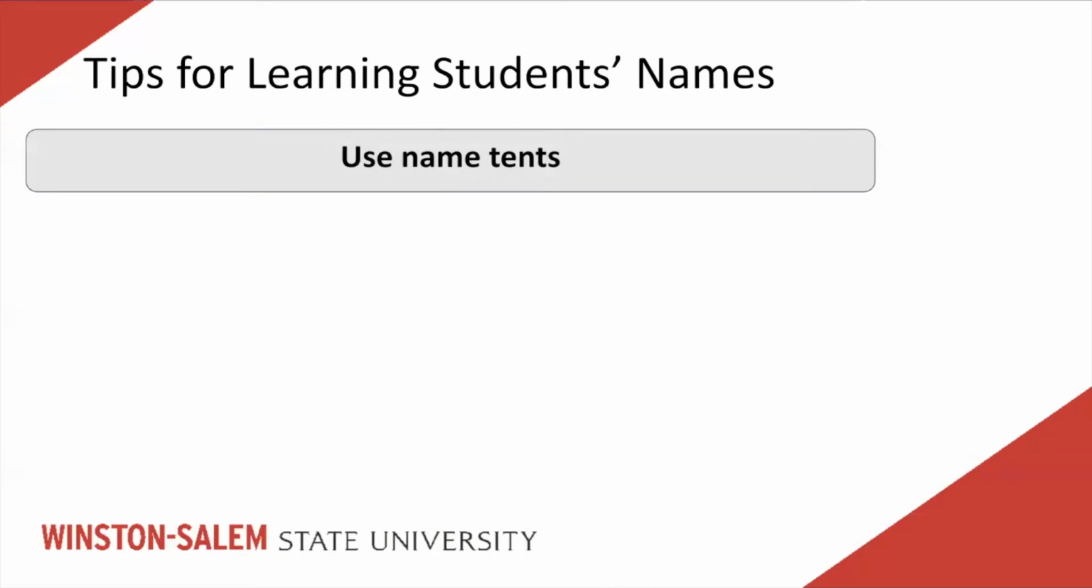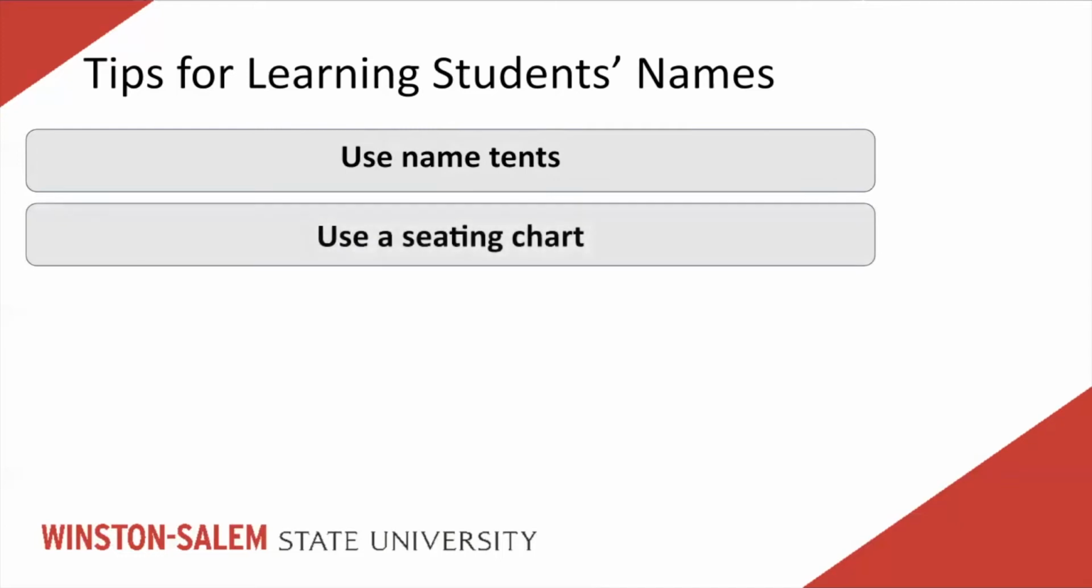A second tip or strategy is the use of a seating chart. Ask students to sit in the same place for a few classes to help you learn their names more quickly. Once you have your seating chart, study it until you remember students' names.